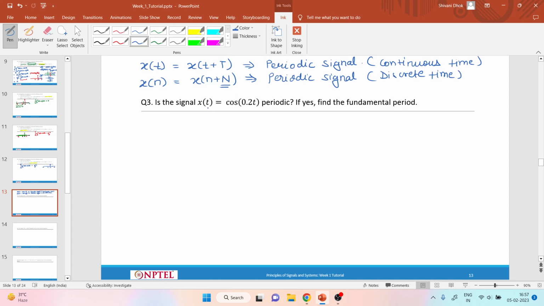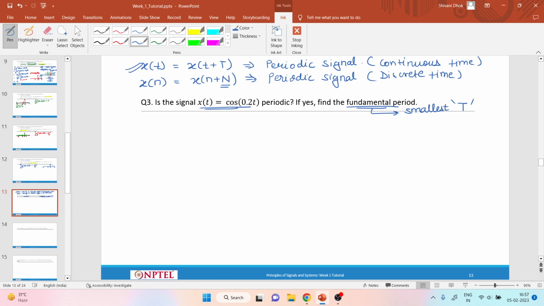Now what is the question? x of t is equal to cos 0.2 t. Is this signal periodic? And if yes, then find the fundamental period. So what is this fundamental period? It is the smallest value of T for which this equation is satisfied. So that is known. Yeah.